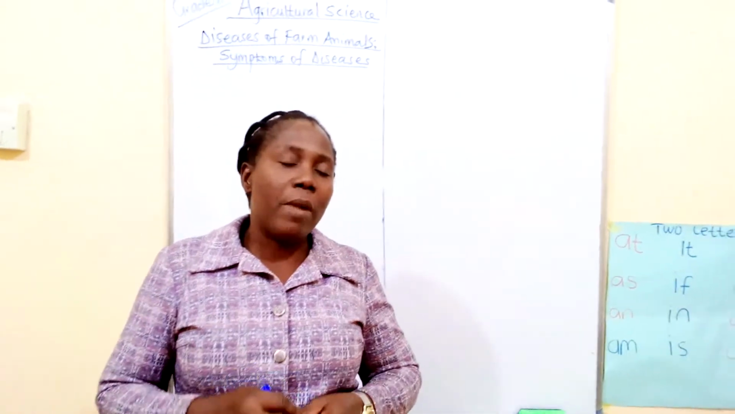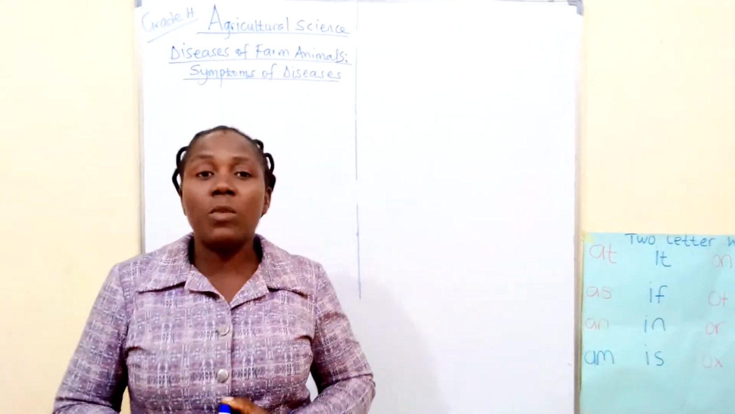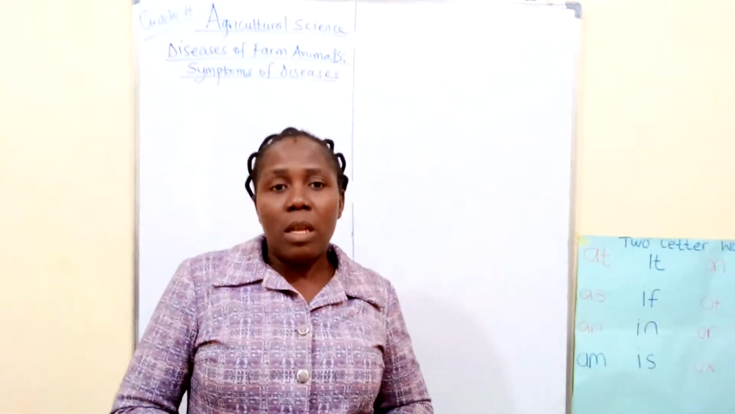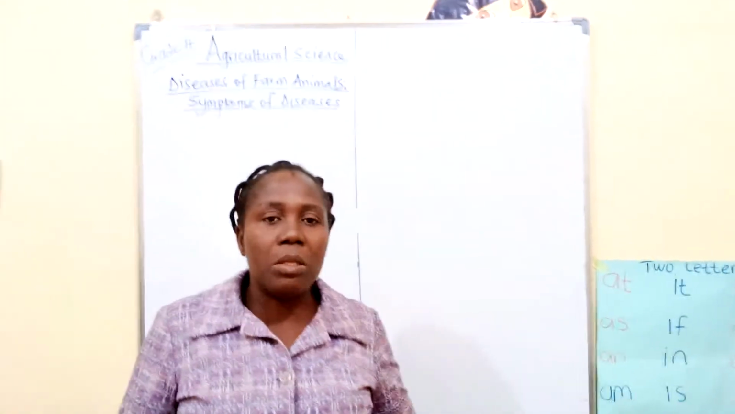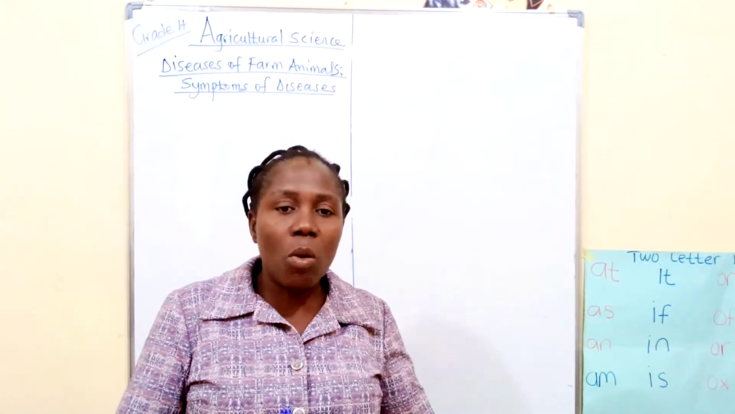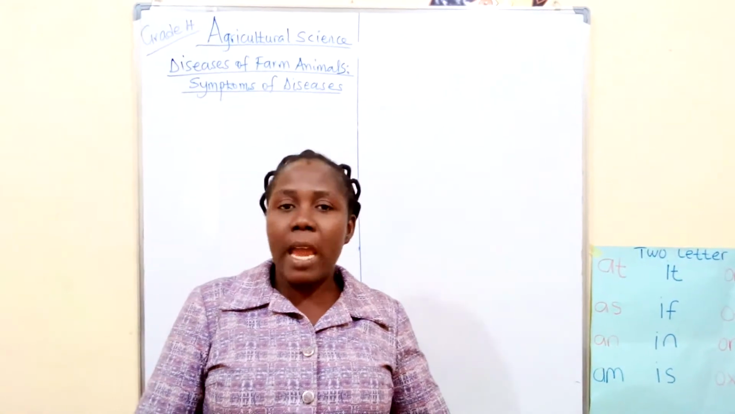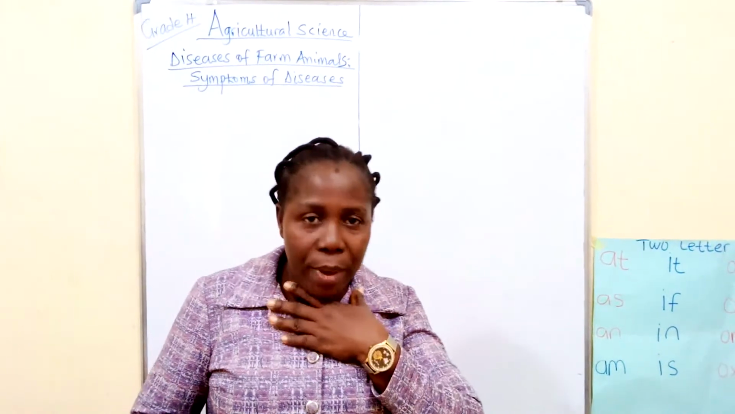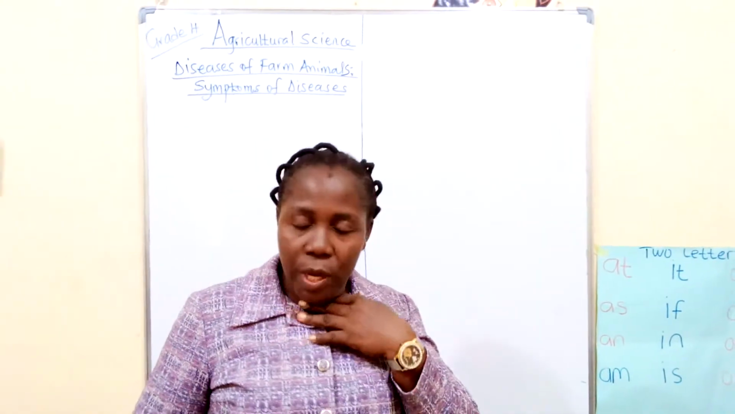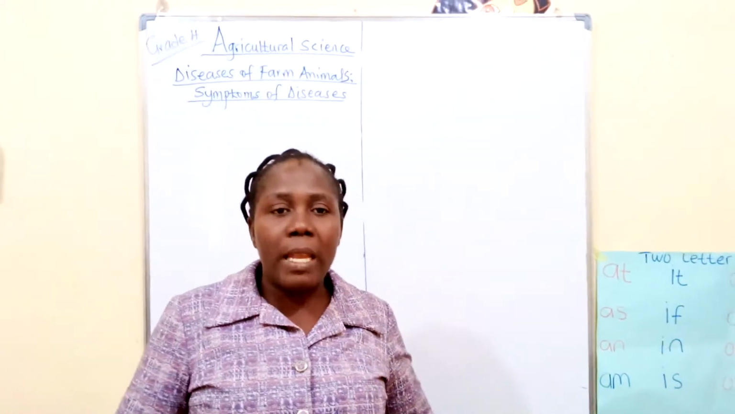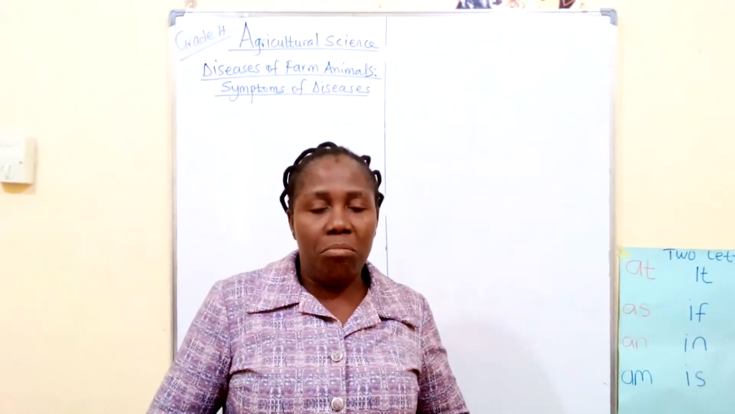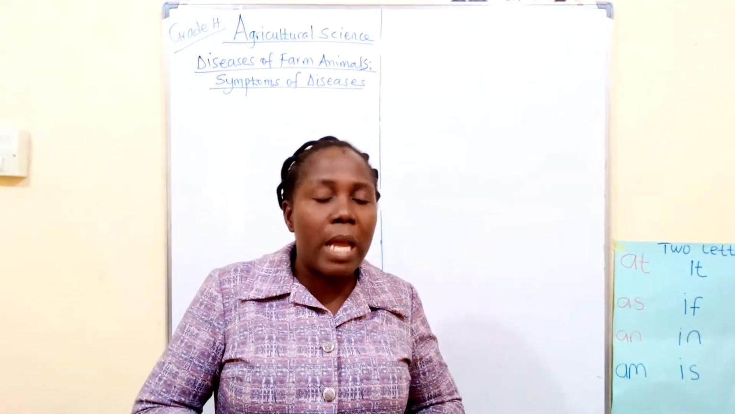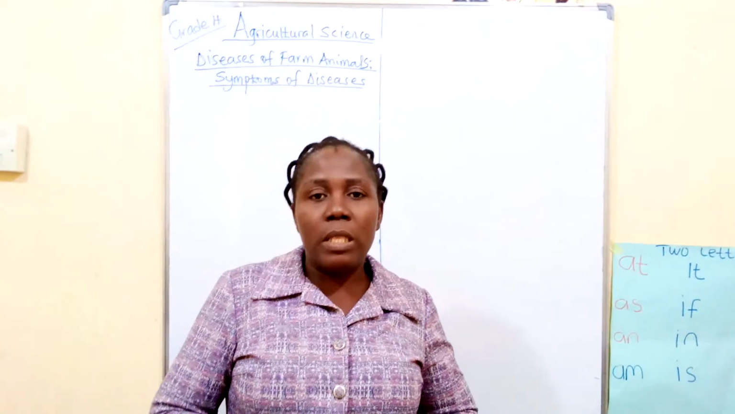Then when we talk about Newcastle disease, remember, that is the disease we said affects only poultry, that's the birds. Newcastle disease does not affect goats, cattle, or sheep. It's only poultry. One of the symptoms is a twisted neck. When you see your fowl with a twisted neck, stooling a greenish color of stool, and coughing, know that that is Newcastle disease.